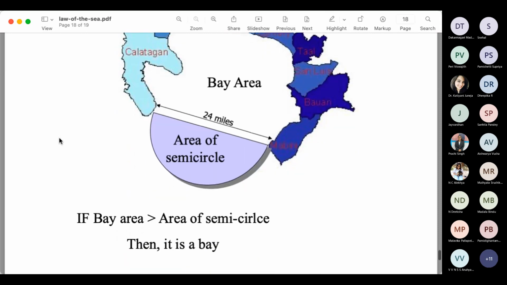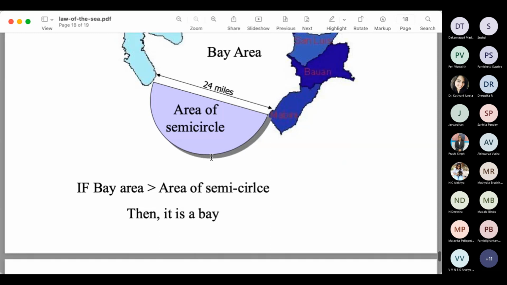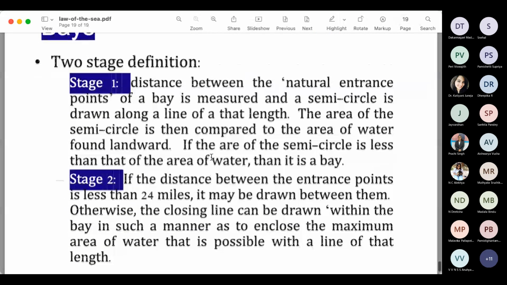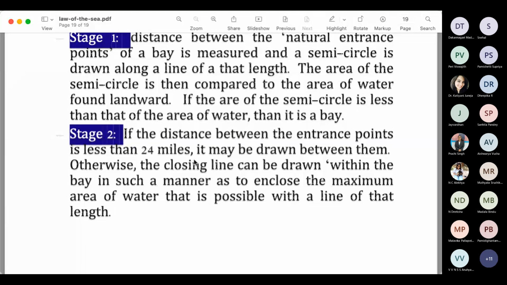So the last and the least topic is about the bay. The bay is somewhat of an area of 24 nautical miles in between the two coastal states. So if there is an area of a semicircle, that is, there are two nation states, and in between them there is just a difference of 24 nautical miles, then, as I told you, there is a principle of equidistance. So the distance between the natural entrance points of a bay is measured and a semicircle is drawn along the line of that length. The area of the semicircle is compared to the area of water found landward. If the semicircle is less than the area of the water, then it is a bay. So if the distance between the entrance points is less than 24 miles, a closing line may be drawn between them.